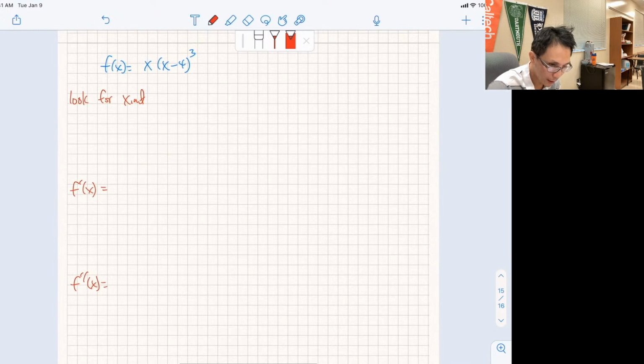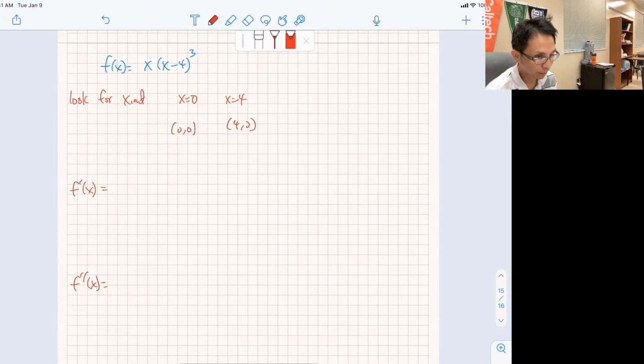I'm going to see the x-intercept occurs at x equal to 0 and x equal to 4. Hopefully you see that right away, off the bat. You will have 0, 0, and then 4, 0 as your x-intercepts. There is no 1. If you plug in 1, it's not equal to 0. You just take each factor and you set it equal to 0. So x equal to 0, x minus 4 equal to 0.